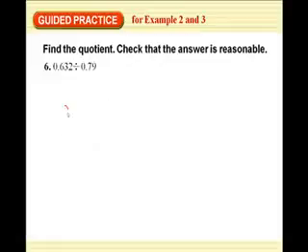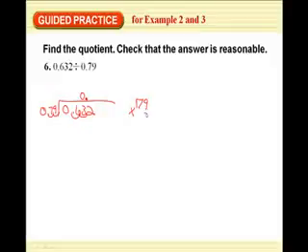Okay, so 0.632 divided by 0.79. Over 2, and straight up. 79 won't go into 63, but it'll go into 632. Let's try 5. That'd be 395. Ooh, way more. 79 times 8 is 632. Look at that. Perfect. 0.8.